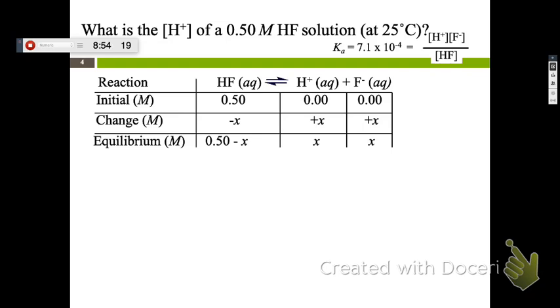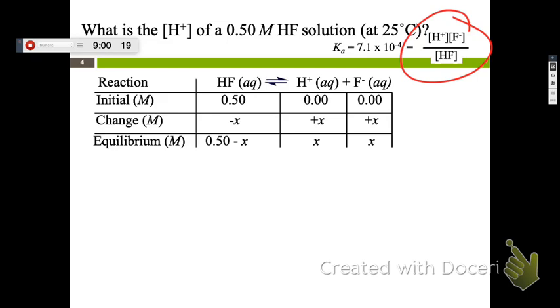So how do we solve for X? We use that equation up top. We use which equation up top? The one that we have up there with K. All right, so we know that Ka is the concentration of products raised to the stoichiometric coefficients over the concentration of the reactants, just like any other K that we've done before.